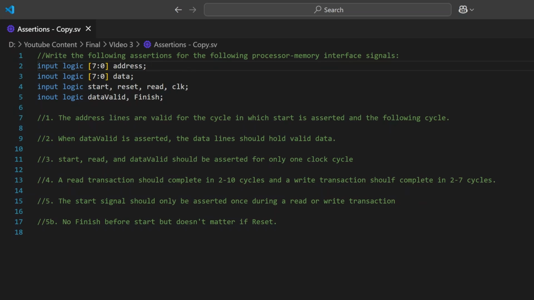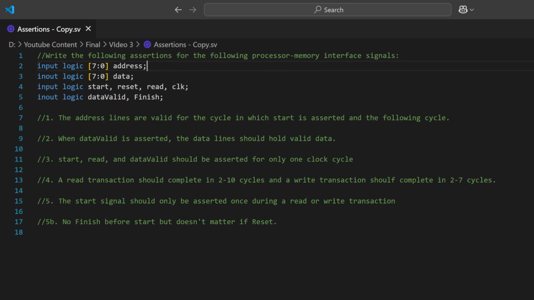So today we are diving into concurrent assertions examples for a processor and memory interface. So let's get started. As we can see in the question, it says write the following assertions for the following processor memory interface signals. And let's go through the signals.